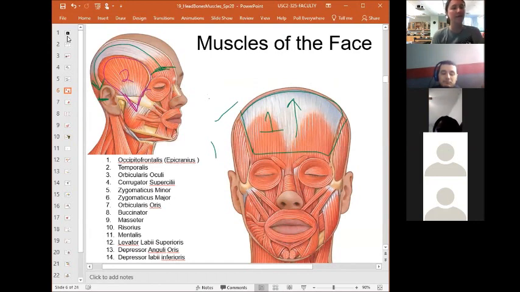And actually what this is doing is it is pulling the entire jaw up. Right? So when you take a bite out of an apple or something, your temporalis muscle is pulling your jaw up, closing your jaw, closing your mouth, or elevating the mandible. Okay. We can also see the temporalis over here.